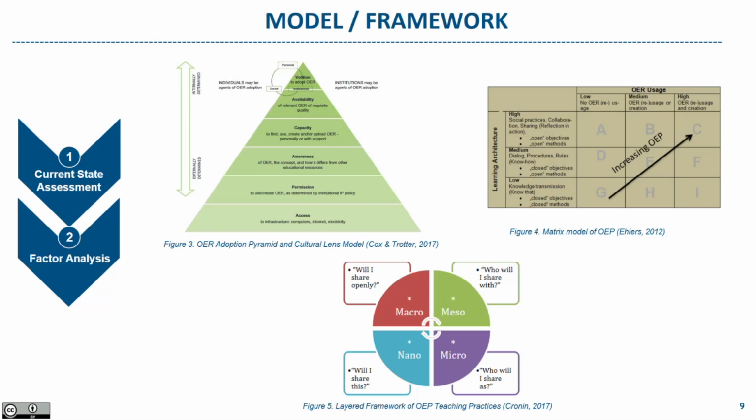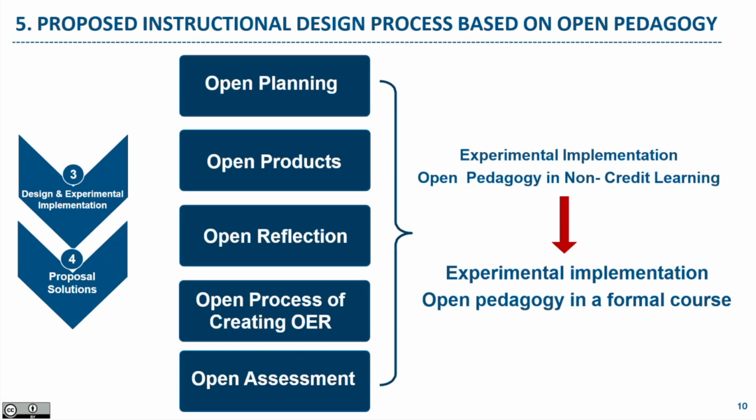After that, in phase 3, I design the experiment with five key points: open planning, open product, open reflection, open process of creating OER, and open assessment. In the next semester, I can practice and experiment with open pedagogy in non-credit learning, and after that in a formal course. Then I explore items such as critical thinking and the enhancement of 21st century skills in my students. After that, I can propose solutions.